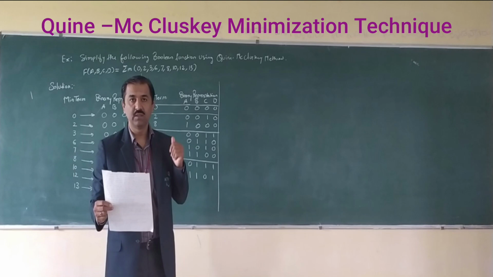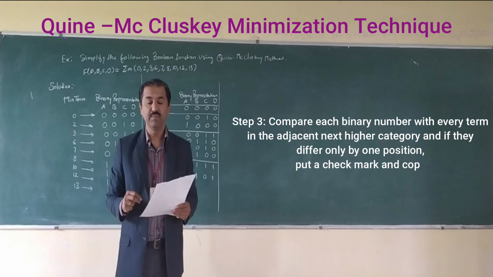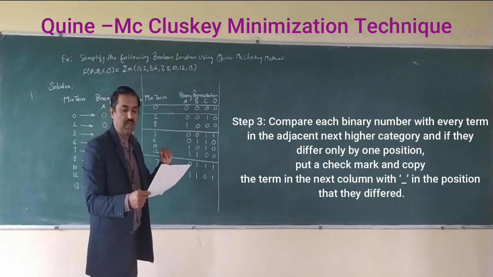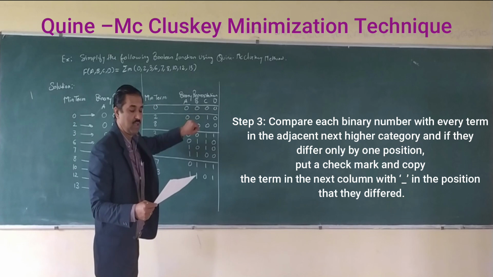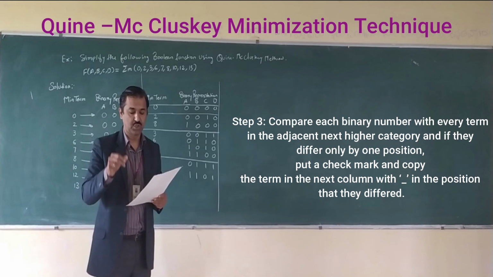Please concentrate on this particular step. Step 3 is very, very important, students. So what is that? Compare each binary number with every term in the adjacent next higher category. If they differ only by one position, then put a check mark on that respective min term and copy the term in the next column with an underscore in the position where they differ.